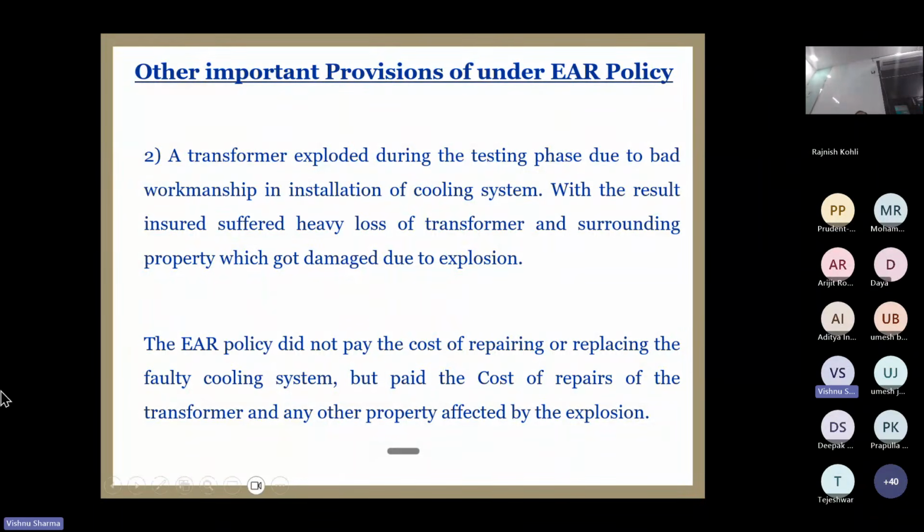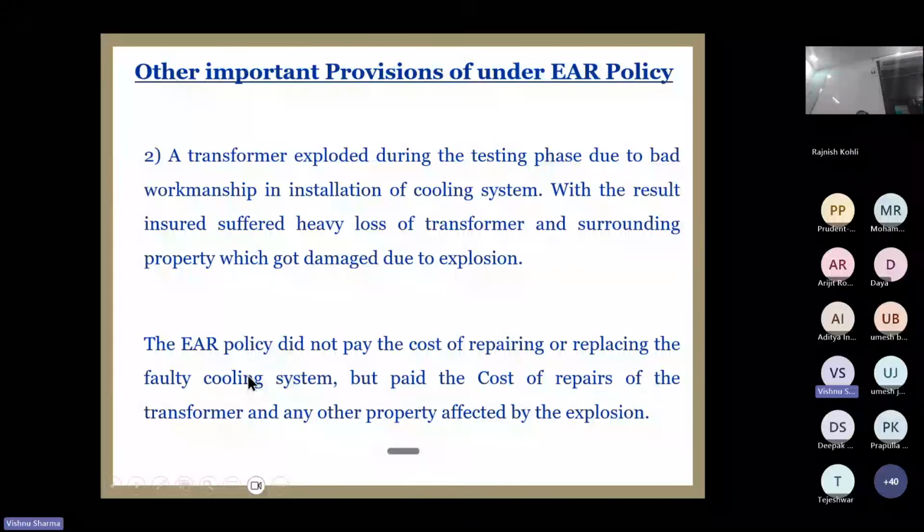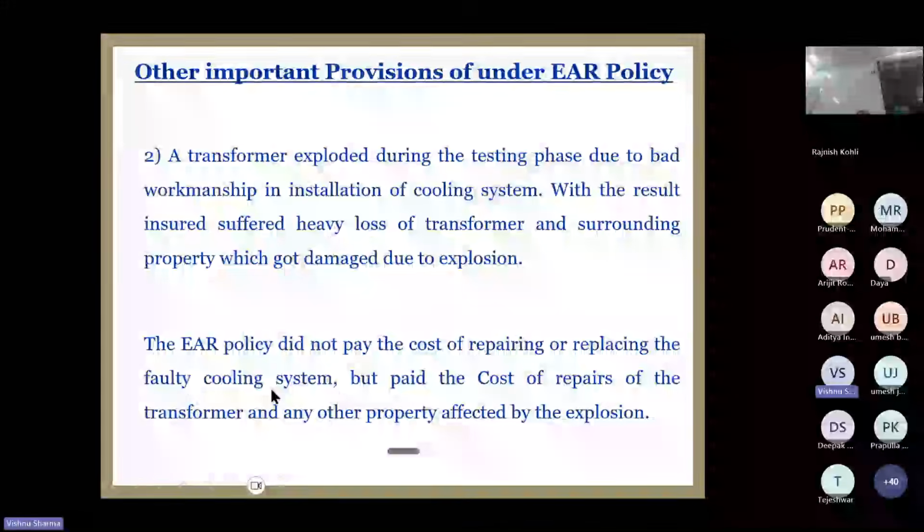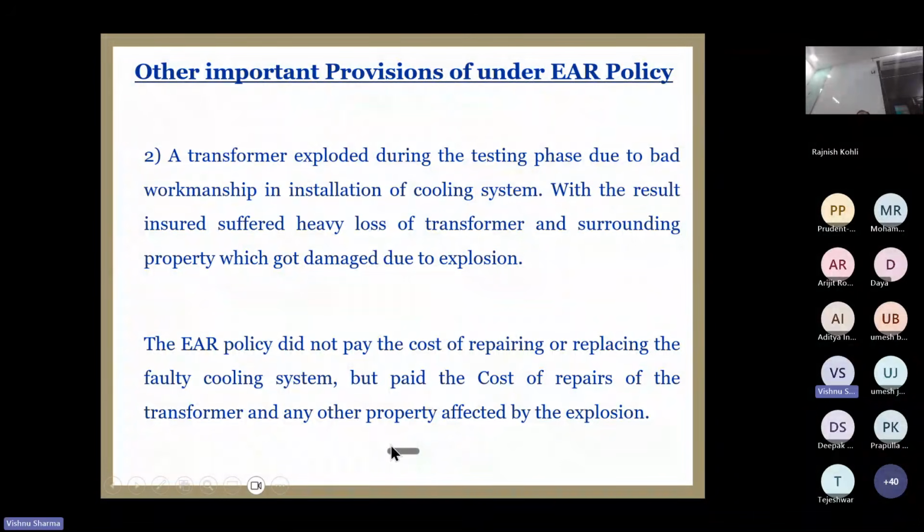So the ER policy did not pay the replacement cost of the faulty cooling system, because it was defective in design. But the repair cost of the transformer, etc., which exploded, was paid.